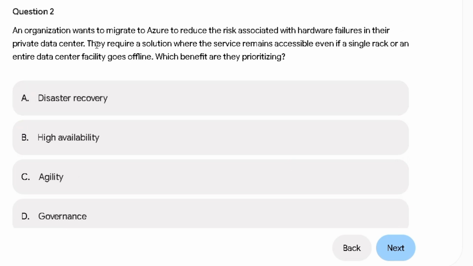An organization wants to migrate to Azure to reduce the risk associated with hardware failures in their private data center.